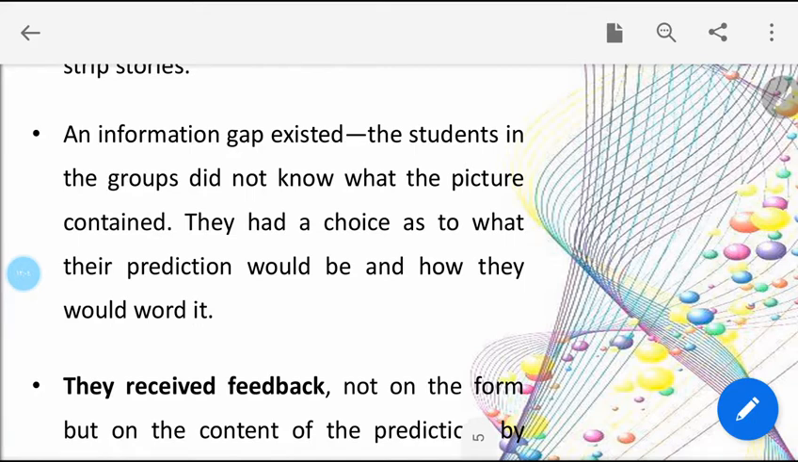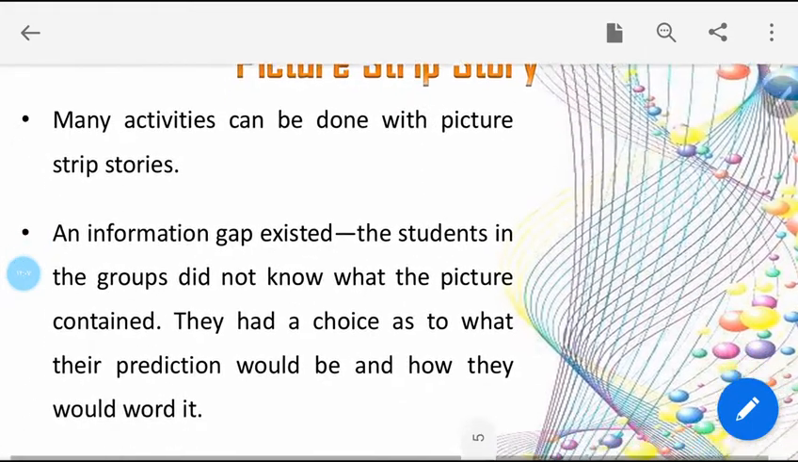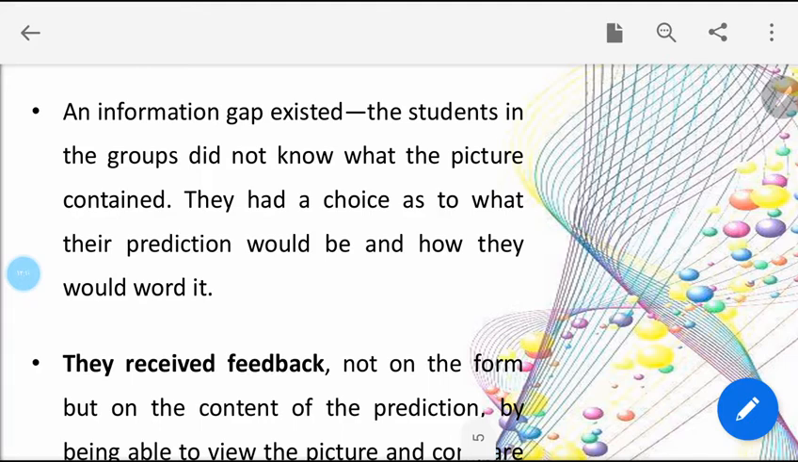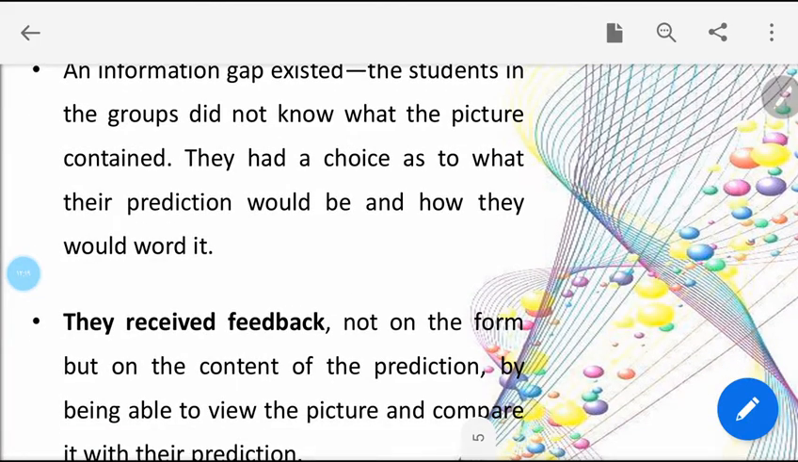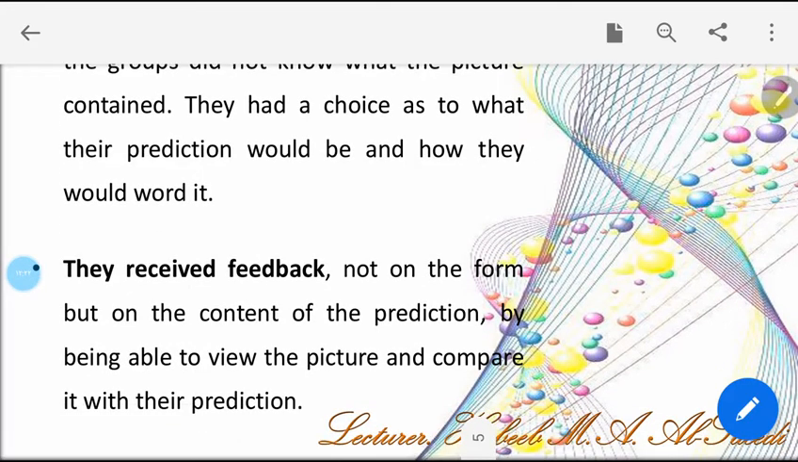So here in this picture strip story, there is an information gap because they don't know what the picture contained, and they have a choice of what to say, and they receive feedback when they produce, when they word it. They receive feedback not on the form but on the content of the production. They will receive feedback from the other members of the group when they predict about a picture, by being able to view the picture and compare it with their prediction. How do they receive this feedback? They predict first about the picture, but then they see it and compare it to what they have said, when they see the picture and compare it with their prediction.